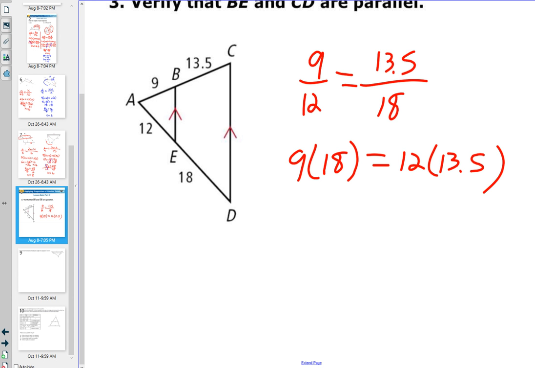9 times 18 is 162 in my head. And then 162. So are those two lines parallel? Yes.